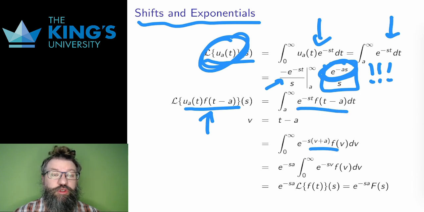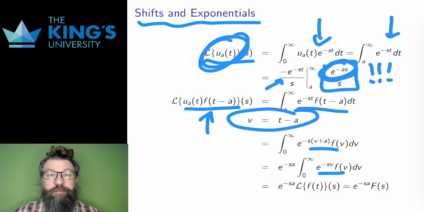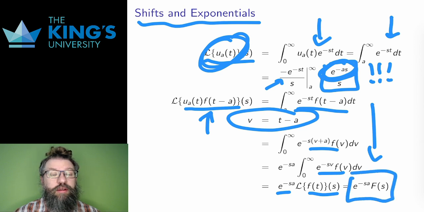It involves the substitution of v equals t minus a, and the result is the Laplace transform of the original function, which I'll write F of s, multiplied by an exponential decay. And this is the symmetry here. An exponential in the t domain leads to a shift in the s domain, but a shift in the t domain, adjusted by a step function, leads to an exponential in the s domain. Exponentials turn into shifts in both directions.